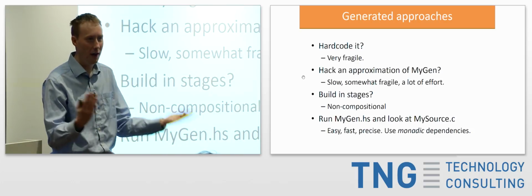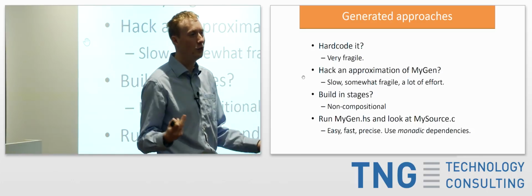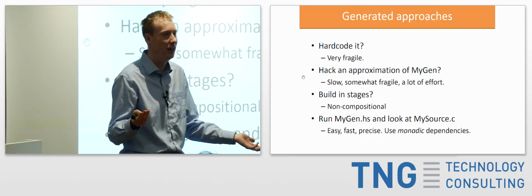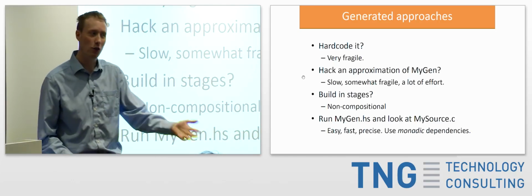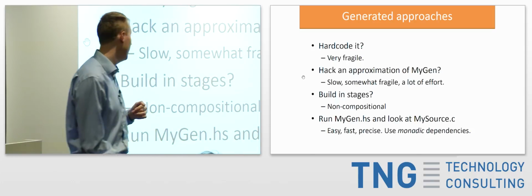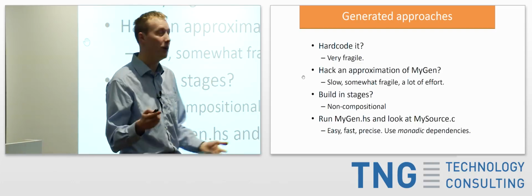Of course, if you remembered as far as applicative and monadic, you'll see there's also a really obvious answer, which is just use monadic dependencies. And then you just say what you want. Make my source.c, look at it, see what headers it depends on. You depend on those headers. It's easy, it's fast, it's precise, and it's compositional. So it kind of builds up very nicely.